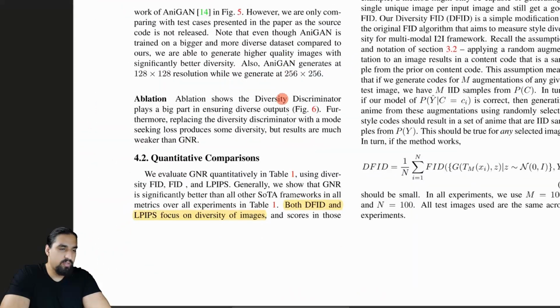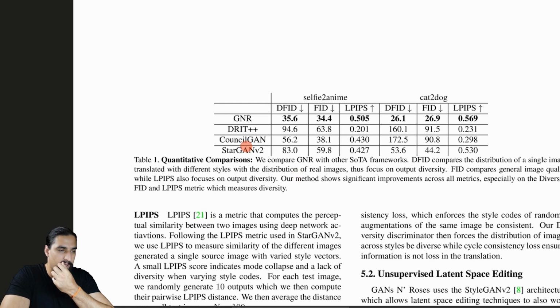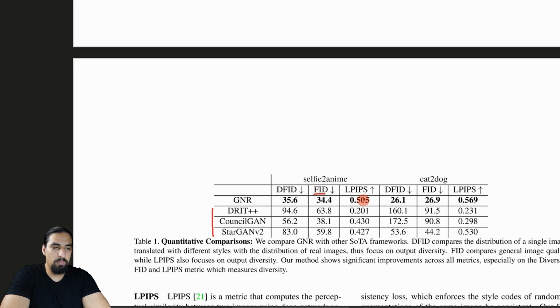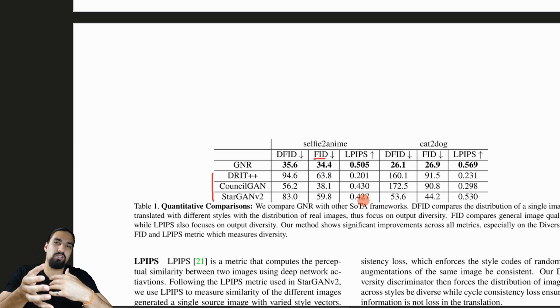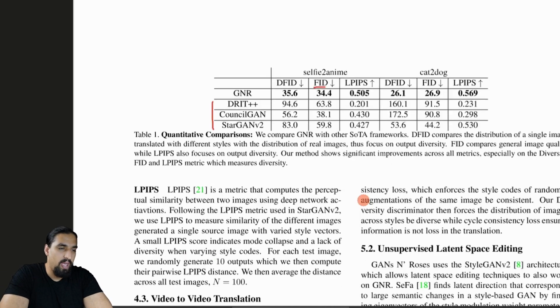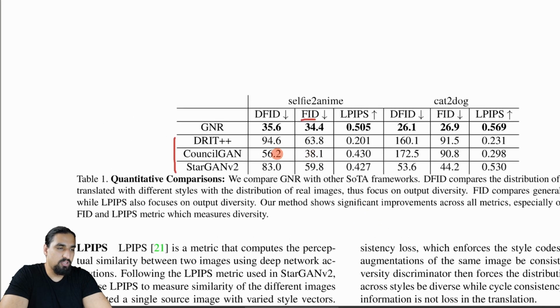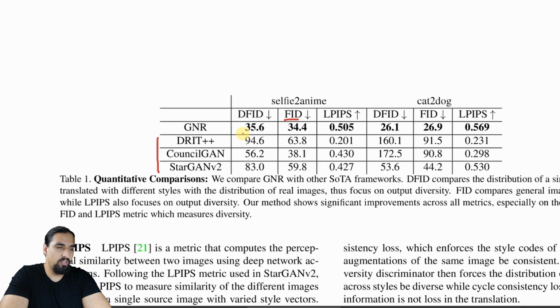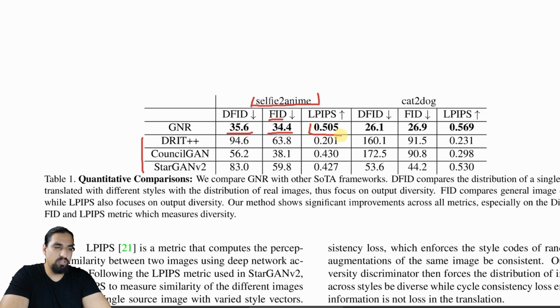Okay, they also did quantitative comparisons with the baselines, using these DFID and LPIPS metrics, which focus on the diversity of the images, and they also use the FID, that's the Fréchet Inception Distance, which focuses on whether the generated image is actually realistic looking and similar to the actual real avatars. And again, they get much better performance compared to the baselines. So DFID should be as low as possible. You can see it's much lower than the baselines, focusing on this selfie to anime dataset. And FID is also smaller, and LPIPS is higher.